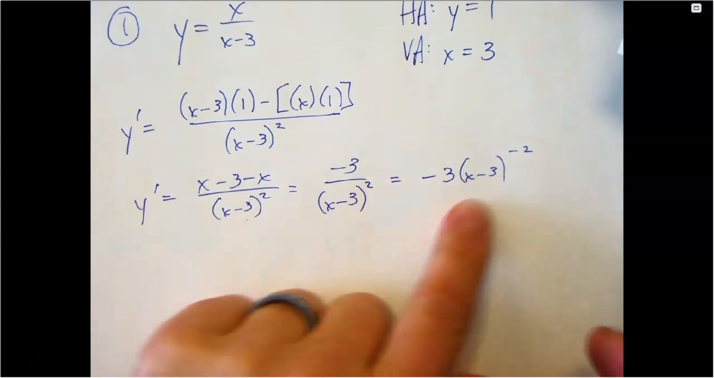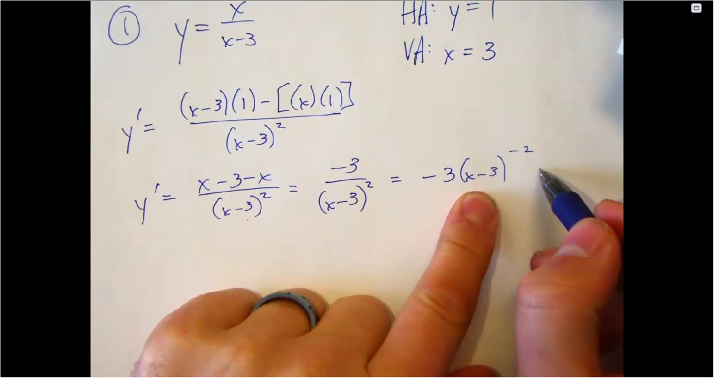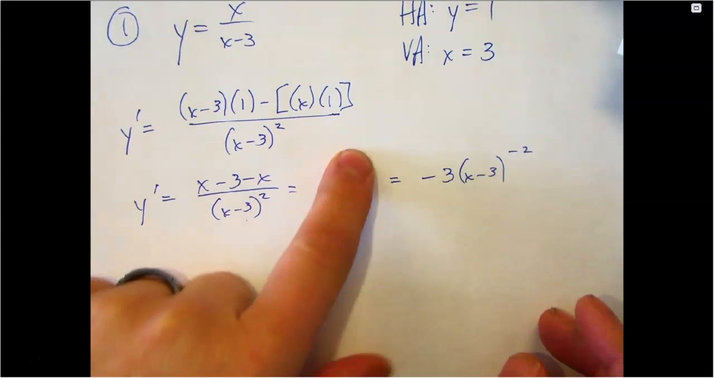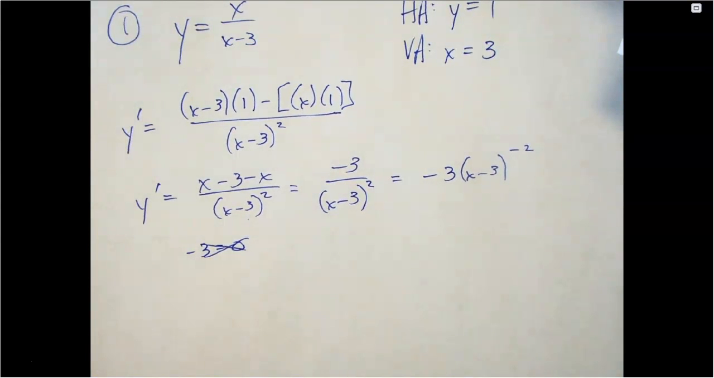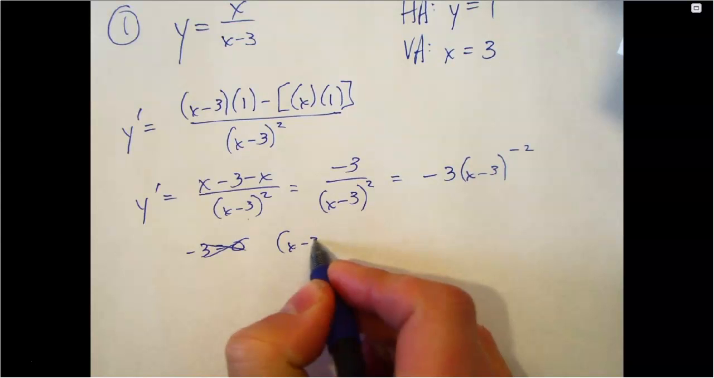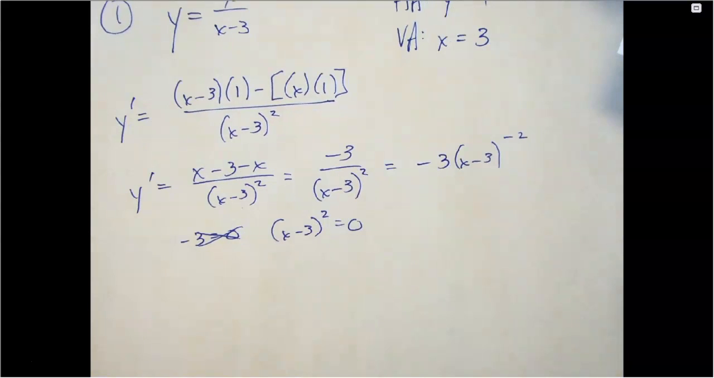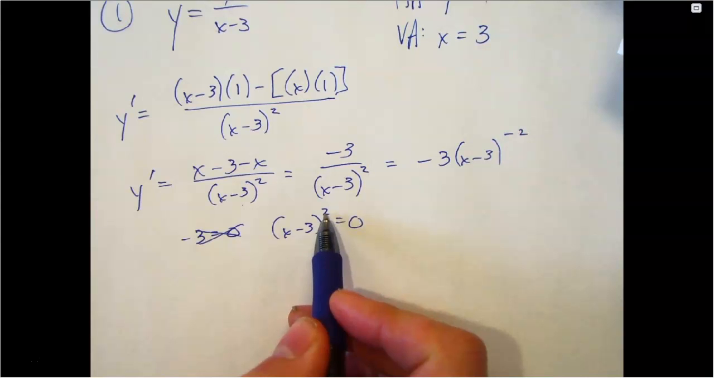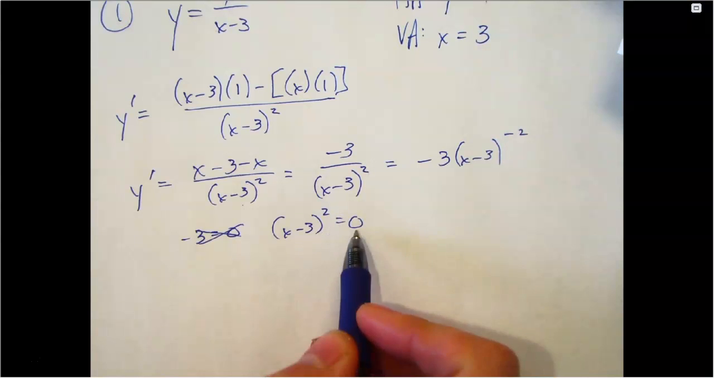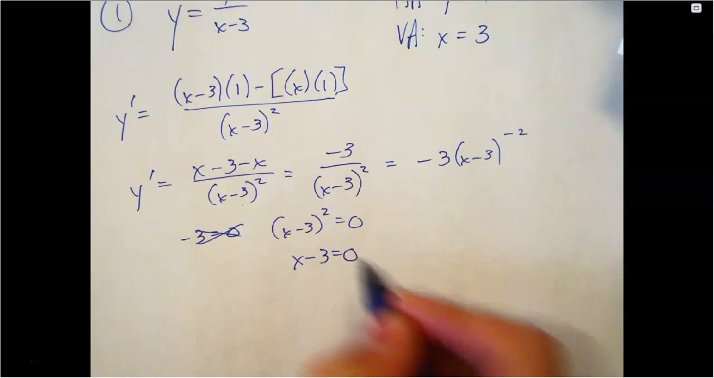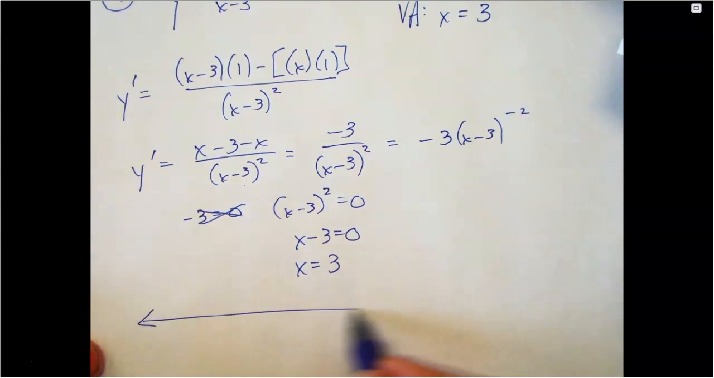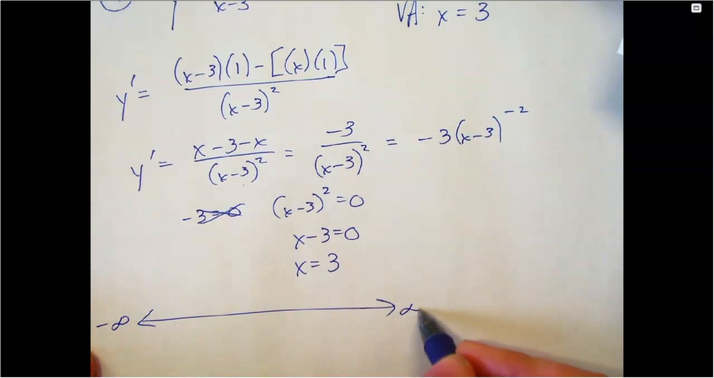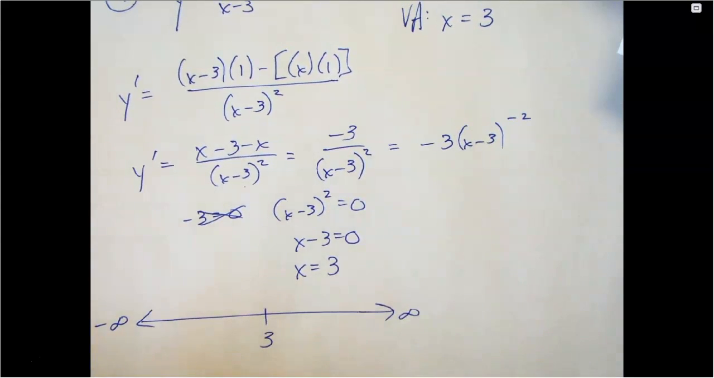Alright, this form I'm only using for later to take the second derivative. I need to have a top and a bottom, so I need to set the top and the bottom equal to 0. If I set the top equal to 0, negative 3 equals 0 never happens. If I set the bottom equal to 0, remember you can square root, cube root, whatever root, both sides, 0 is still going to be 0. So it's really just x minus 3 equals 0. So we really have x equals 3. That is a critical point, and it goes on your number line.